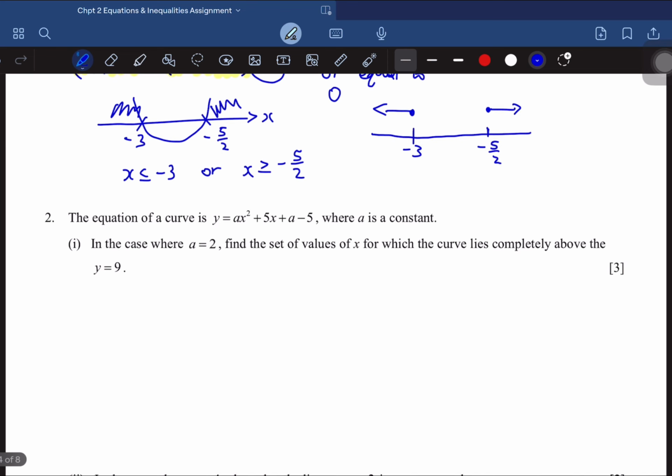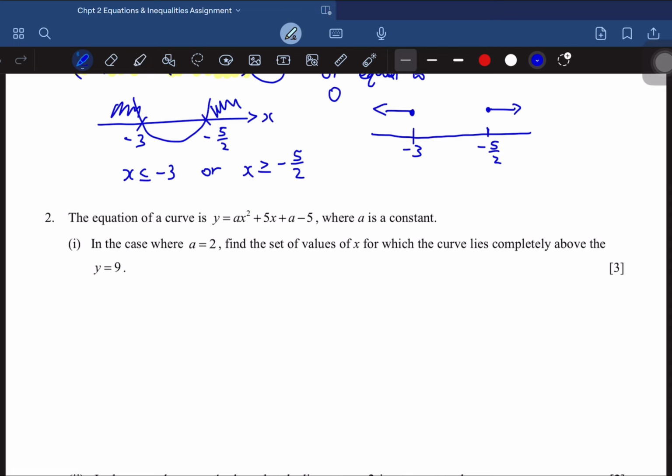The other question is a bit challenging because students have a habit when you see wording like completely above, you will change it to less than 0 and jump straight into the discriminant. So be very mindful. This part 1 is actually, I would say, an elementary maths question, not even A maths. They say the curve y equals ax squared plus 5x plus a minus 5. Okay, this is a quadratic curve. In the case where a is 2, find the set of values of x for which the curve lies completely above the line y equals 9.